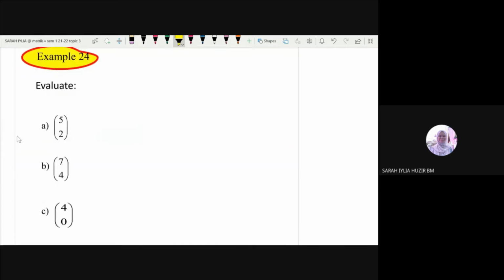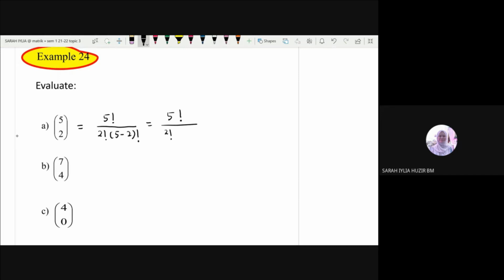Kita proceed. Example 24. Yang ni awak practice je lah pakai tekan calculator. Harap semua orang jumpa button tu kat dalam calculator. Saya tak nak tunjuk lah. So 5C2. Kalau kita open up, this is actually 5 factorial. Saya nak tunjuk cara panjang je lah. Over 2 factorial, 5 minus 2 factorial. Okay, kalau kita simplify, 5 factorial.